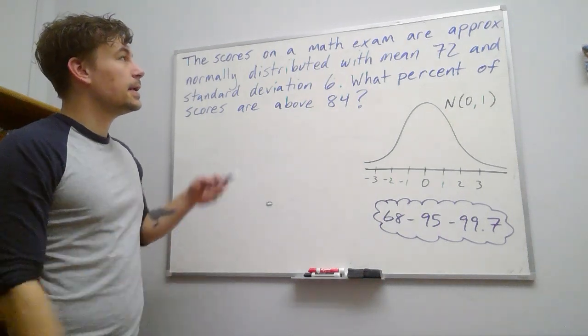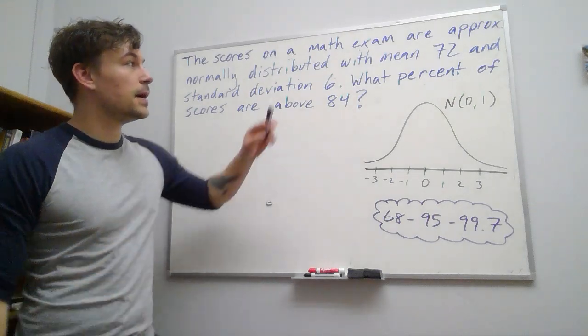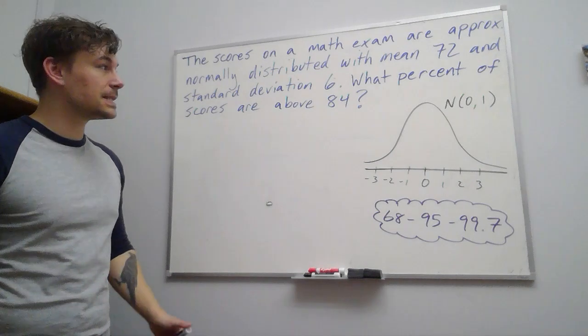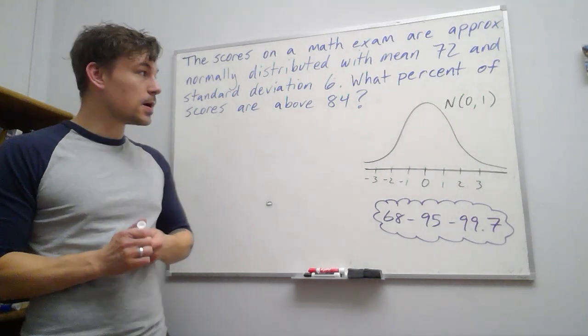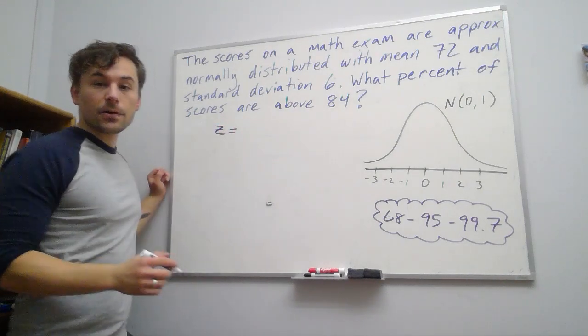Let's say we're looking at a math exam with an approximately normal distribution, a mean of 72, and a standard deviation of 6. We want to know what percent of scores are above 84. So the first thing we can do is find our z-score.